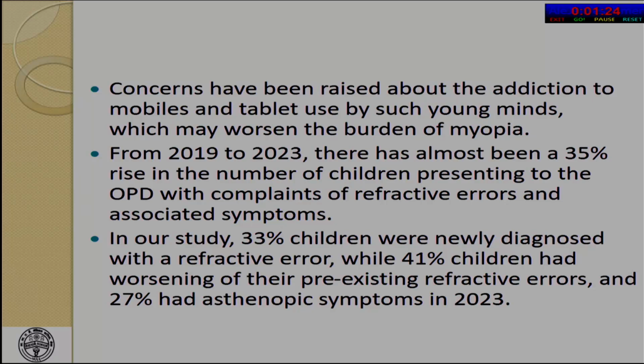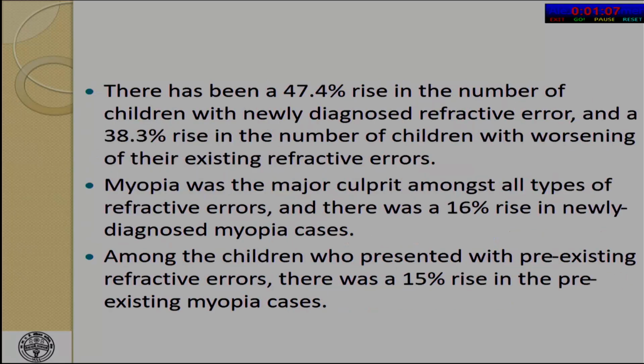From 2020 to 2023, there is almost a 35% rise in the number of children presenting to the OPD with complaints of refractive error and associated symptoms. In our study, 33% of children were newly diagnosed with refractive error, while 41% had worsening of their pre-existing refractive error, and 27% had asthenopic symptoms. Myopia was the major culprit among all types of refractive error, with a 16% rise in newly diagnosed cases. Among all those who presented with pre-existing refractive error, there was a 50% rise.